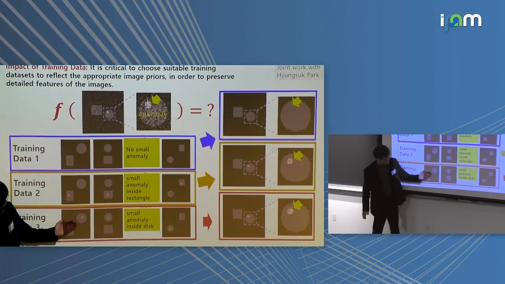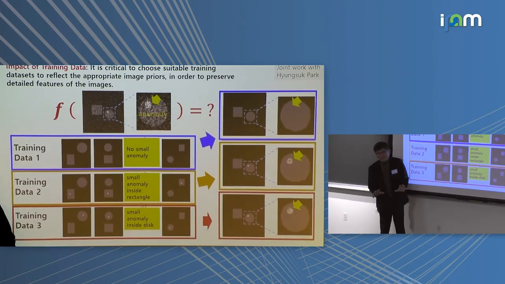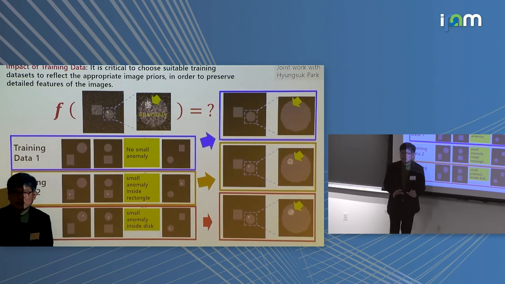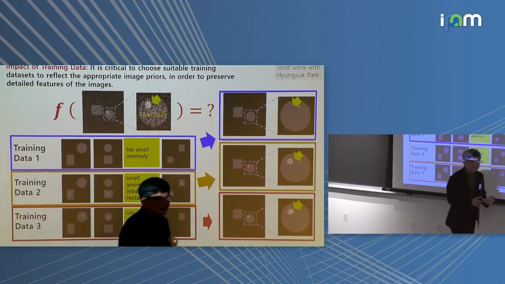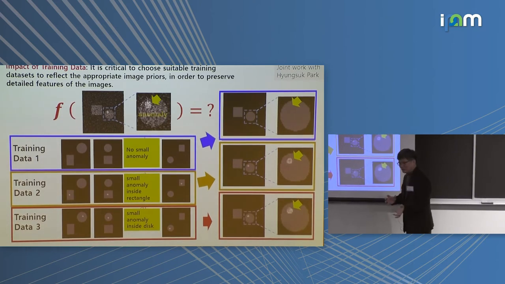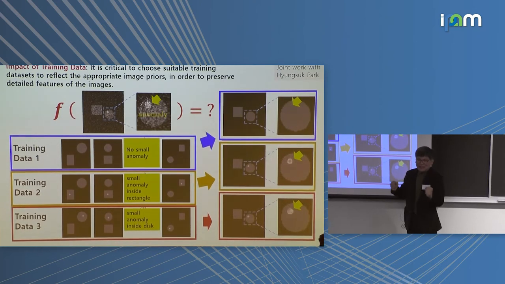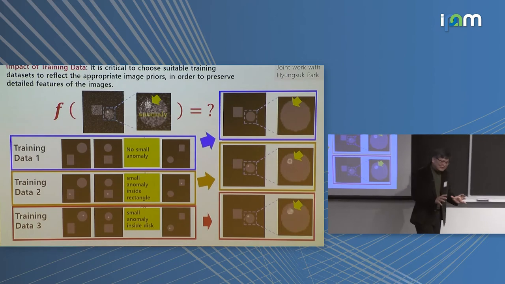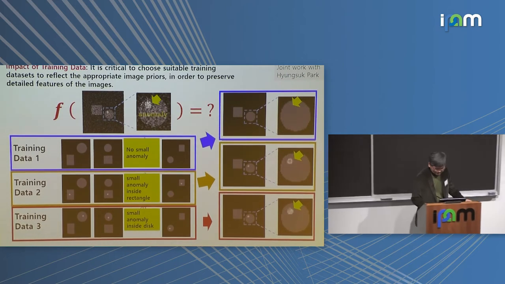Okay? And the third thing is this. The important thing is that the quality of the training data is very important in deep learning. That means garbage in, garbage out. So the important thing is high quality training data. It's highly dependent on the training data.